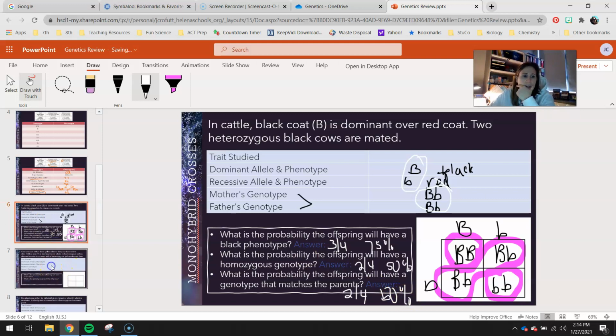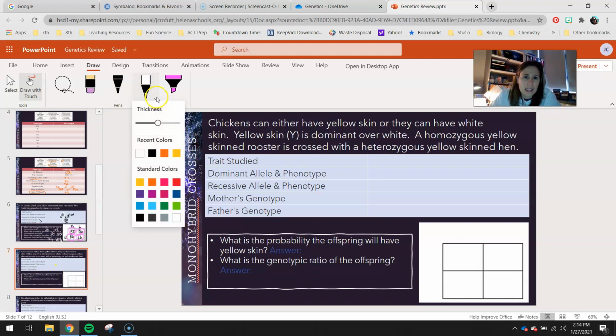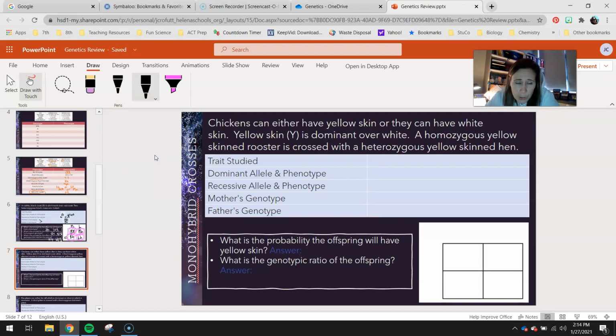Moving on, I'm only going to do the Punnett square for you. Chickens can either have yellow skin or white skin. Yellow skin, capital Y, is dominant over white, lowercase y. A homozygous yellow skinned rooster is crossed with a heterozygous yellow skinned hen. So let's take a look at that one. Trait study is skin color. The dominant allele is capital Y, and it is yellow skin. The recessive allele is lowercase y, and it's white skinned.